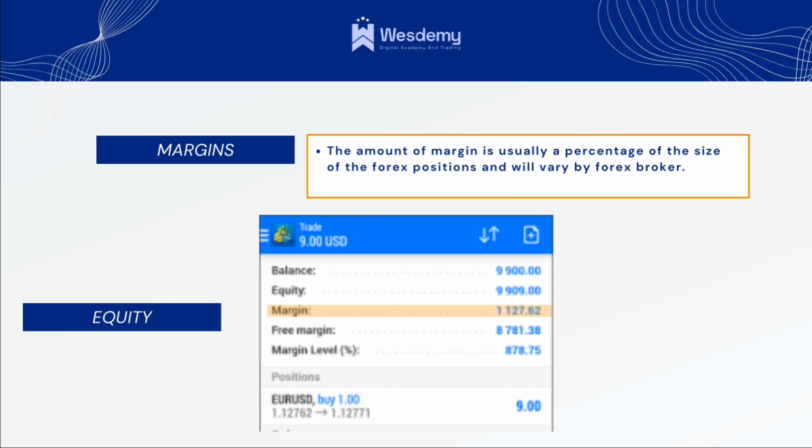That is it. And then your equity is your running profit or loss. You can see that the trade is currently running at $9 profit. So $9 plus our original balance, we have 9,909. As simple as that.